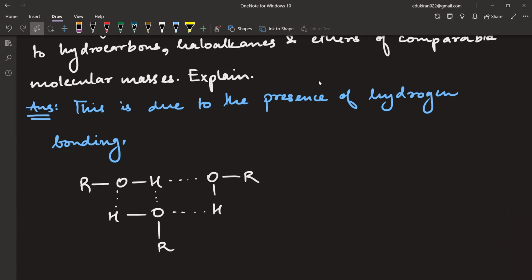Similarly, you can have, let us say, oxygen, hydrogen, R group. Okay. So this type of hydrogen bonding is there, and this is between molecules. That is why the boiling point increases.